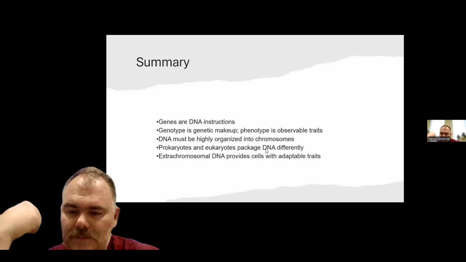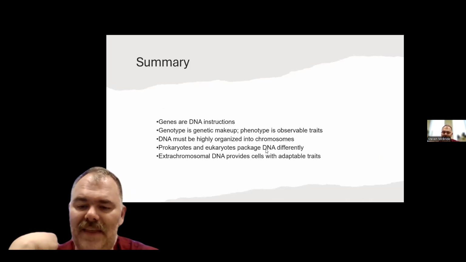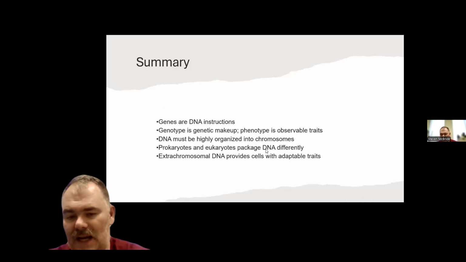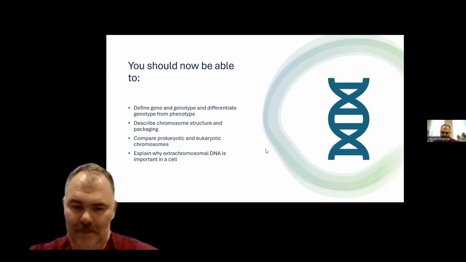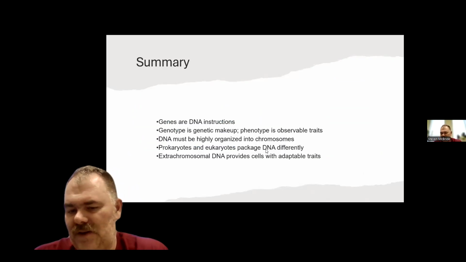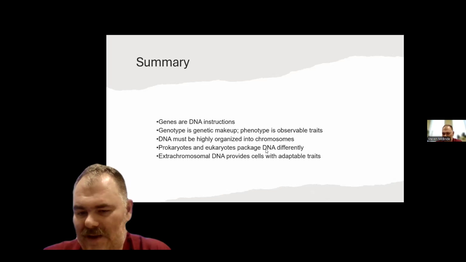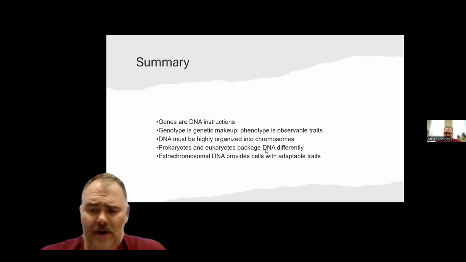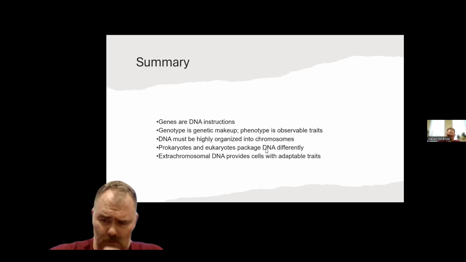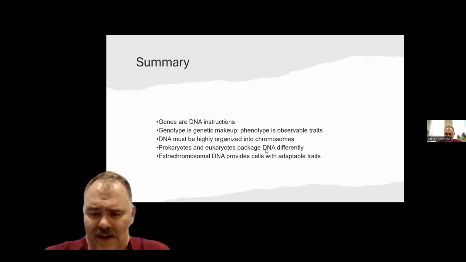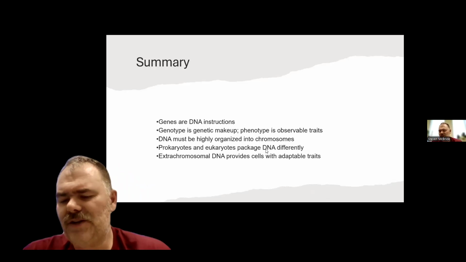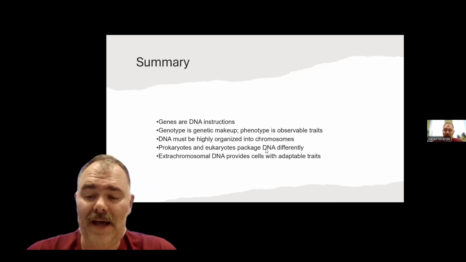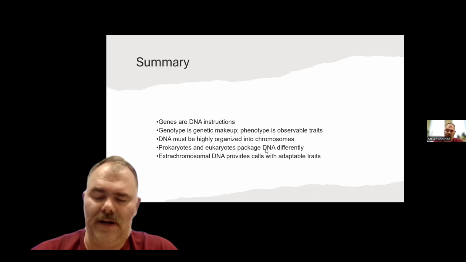So, in summary, genes are segments of DNA that contain instructions for functional products. Genotype refers to genetic makeup, while phenotype refers to observable traits. DNA must be highly organized into chromosomes. Prokaryotes generally have one circular chromosome, while eukaryotes have multiple linear chromosomes packaged with histones. And extrachromosomal DNA, such as plasmids, can provide cells with important adaptive traits.